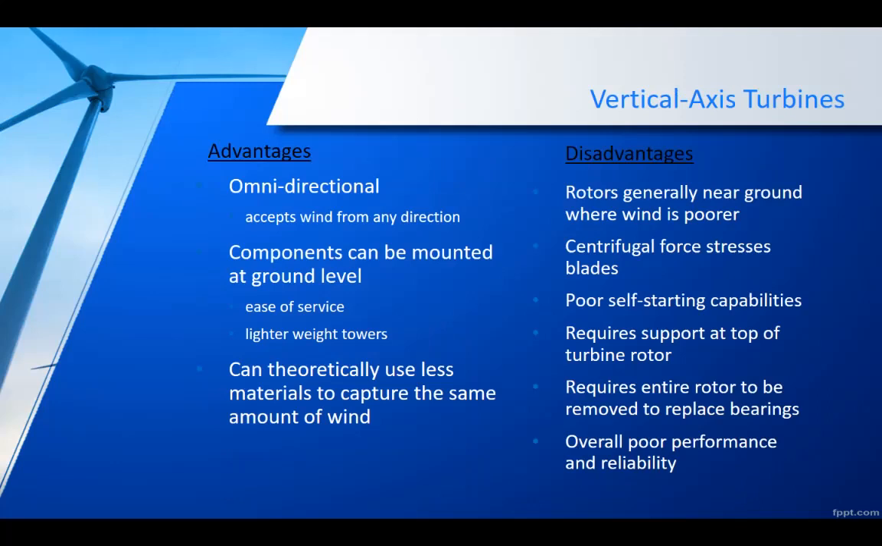So the vertical axis turbines are omnidirectional, which means they can get wind from any direction. There's no front or back to the turbine. The components can be mounted at ground level, which makes them really easy to service. And they're lighter weight towers, so you're actually seeing some of these go up on top of buildings in certain cases. Theoretically, they use less materials to capture the same amount of wind. Size still impacts how effective they are at capturing wind, but there's potential here in this particular field.